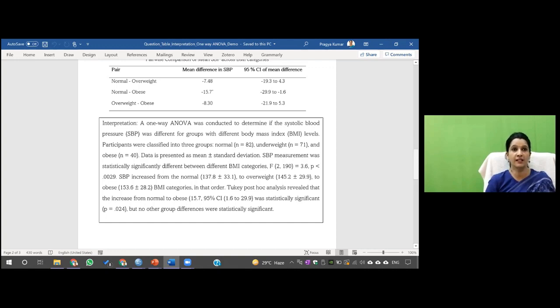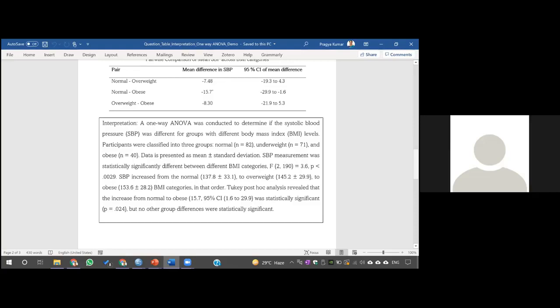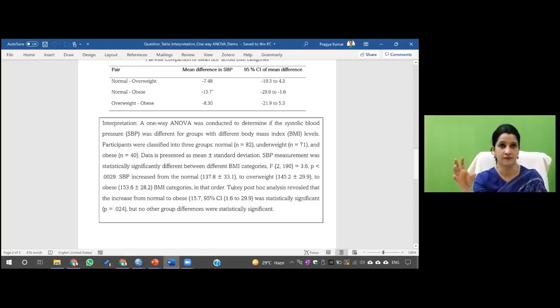Before I write that a one way ANOVA was conducted, I should have written that a normality test across the various categories of BMI was run. The visual inspection of the QQ plot showed that it is normally distributed, and the box plot showed that there were 2 outliers in the overweight category of systolic blood pressure. Remember, we saw 2 outliers, which were kept in the analysis. That should be mentioned here. It is an error from our end, so we will rectify this.